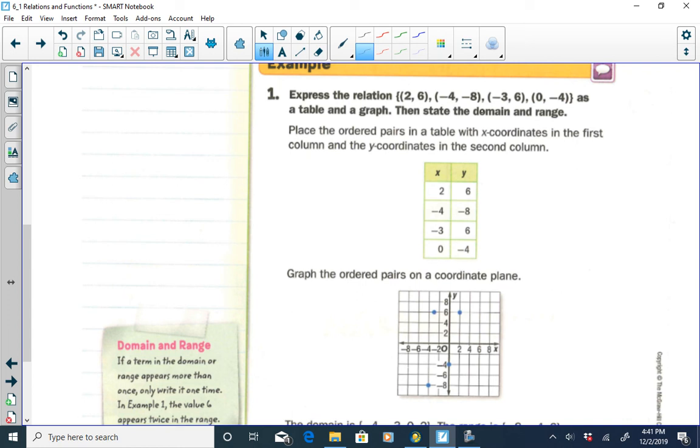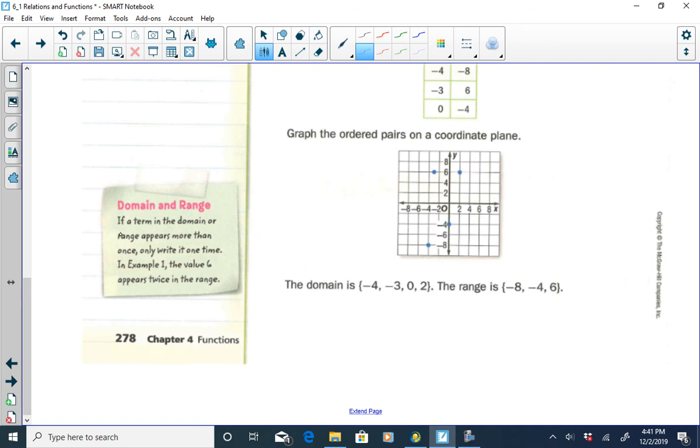2, negative 4, negative 3 and 0 would be the input or x values, or the domain values. Our y values, 6, negative 8, 6, and negative 4, represent our outputs or our range values. If we graph those ordered pairs, they would look like this. We have 2 comma 6, over 2 up 6. We have negative 4, negative 8. We have negative 3 and 6. And 0, negative 4.